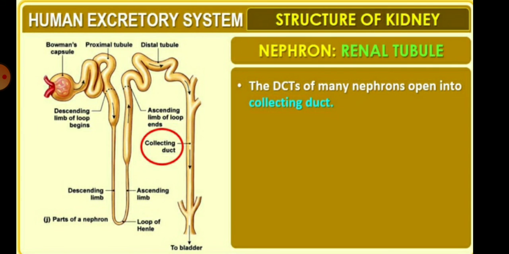Children, the DCTs of many nephrons open into the last tube, which is called the collecting duct, where all the excreted part, we can say the urine, is collected.